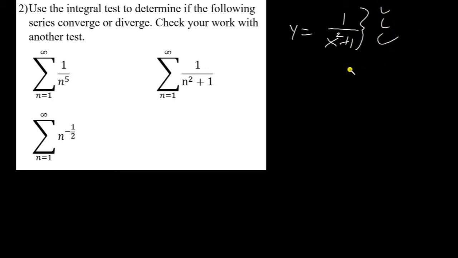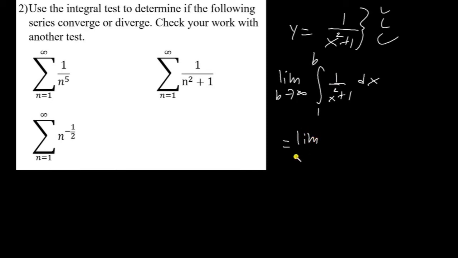Okay, it meets all the conditions. So we're going to use the integral test here. We're going to take the improper integral, so the limit as b approaches infinity of the integral from 1 to b of 1 over x squared plus 1. And if you didn't get this integral in 5 seconds, I'm ashamed of you. It is the arctangent function.